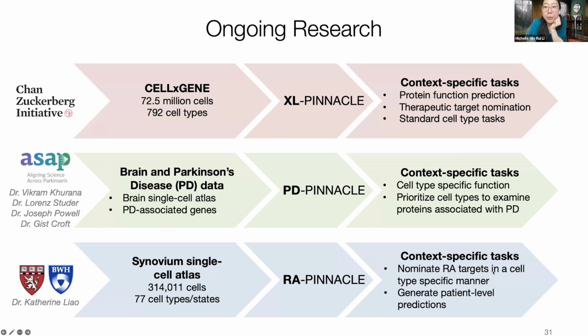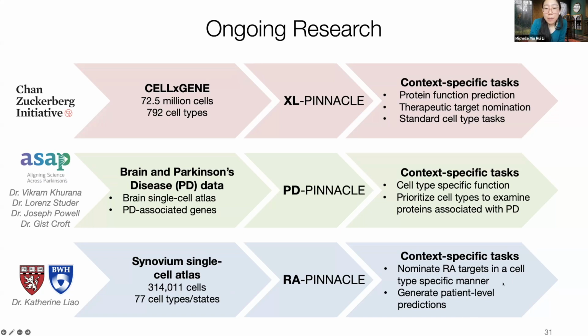Now, since we've shared Pinnacle with the community, there's been a lot of excitement surrounding the utility of contextual learning. Of course, we're naturally interested in scaling up Pinnacle to a much larger cell type single cell atlas to enable even more context-specific tasks. We've also started a collaboration with ASAP, Aligning Science Across Parkinson's, which is a global initiative to study Parkinson's disease, to prioritize cell types based on PD relevance. And we're really eager to work with the wet lab scientists to experimentally validate Pinnacle's hypotheses about which cell types to examine certain PD genes in. We're also following up on our exciting results produced by Pinnacle for RA to improve model accuracy and to enable the model now to perform patient-level predictions.